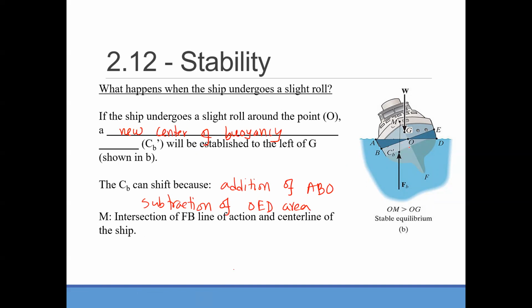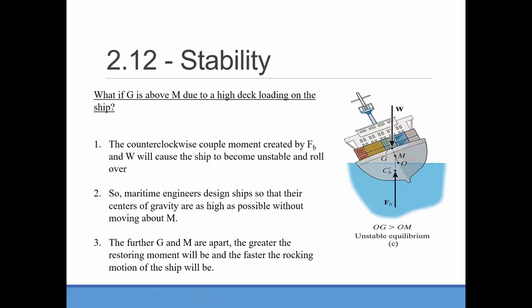In this case, what will happen again? These two, W and F, will again create a clockwise moment and stabilize the whole situation. And this M is called the metacenter, which is the intersection of the buoyancy force and the center line of the ship, like this one.